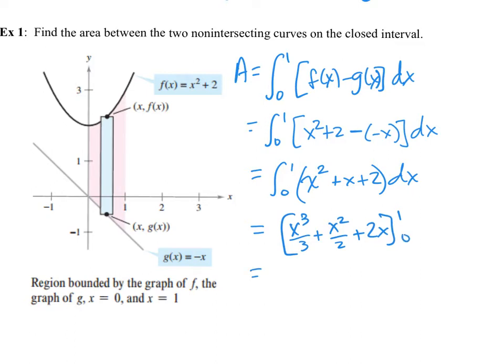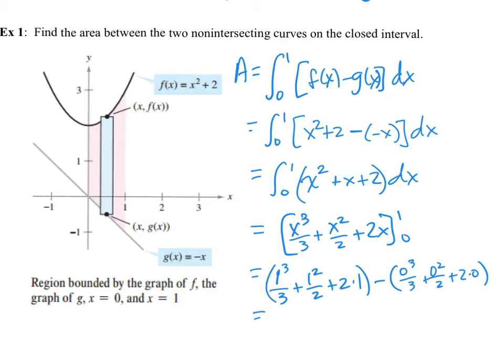So if we first replace all the x's with positive 1, then we would have 1 to the third over 3 plus 1 squared over 2 plus 2 times 1. And then we're going to subtract from that the antiderivative evaluated at 0. So that would be 0 to the third over 3 plus 0 squared over 2 plus 2 times 0. And then at this point, we're done with calculus, aren't we? The rest of this would just be arithmetic.